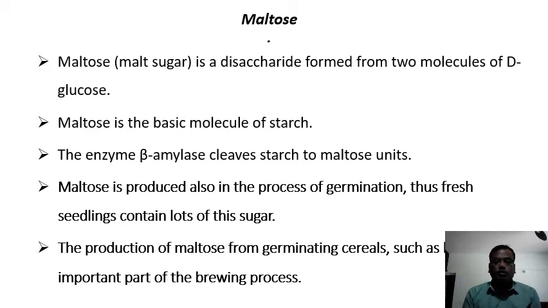And one more thing, the production of maltose from the germinating cereals is an important part of the brewing process. Now, the brewing industry, where alcohol or spirit is produced, uses this technique. So what they do is they break down the starch into maltose, and then maltose is going to be broken down into glucose, and glucose enters into the anaerobic respiratory process where alcohol is produced. So therefore maltose is the product which plays an important role in the brewing industry also.